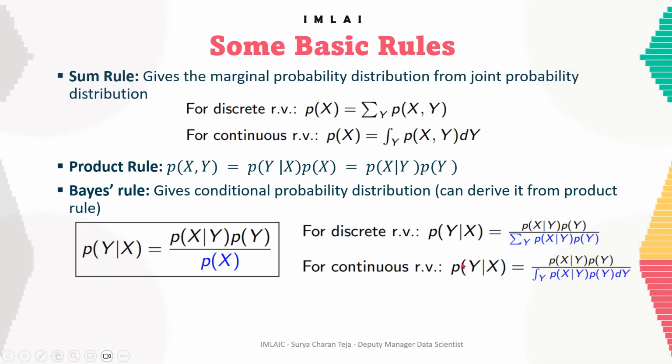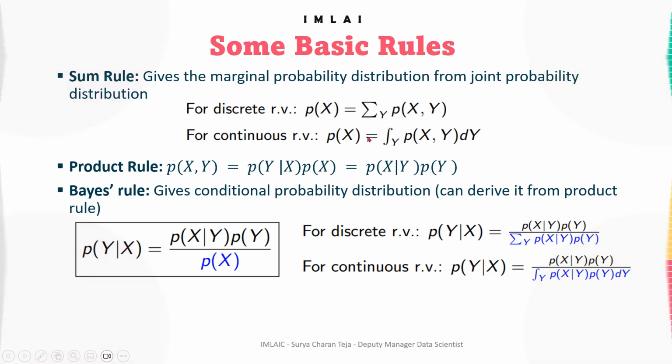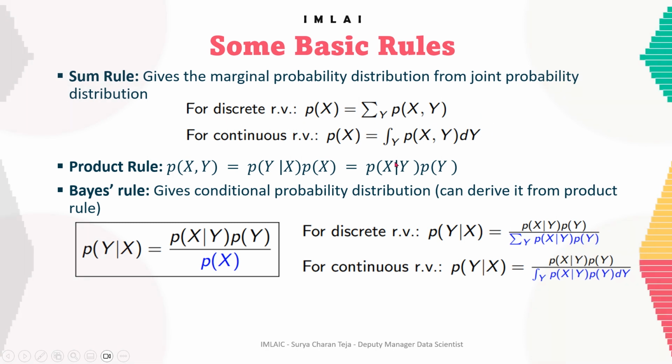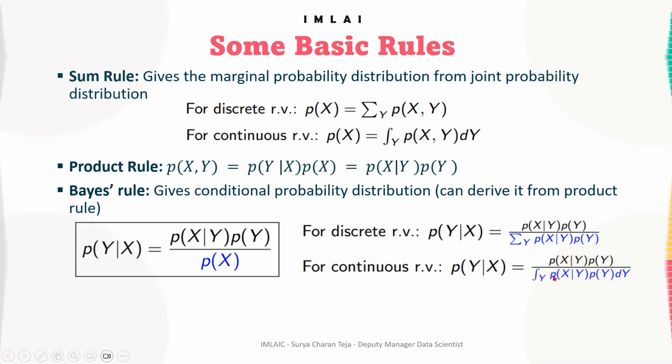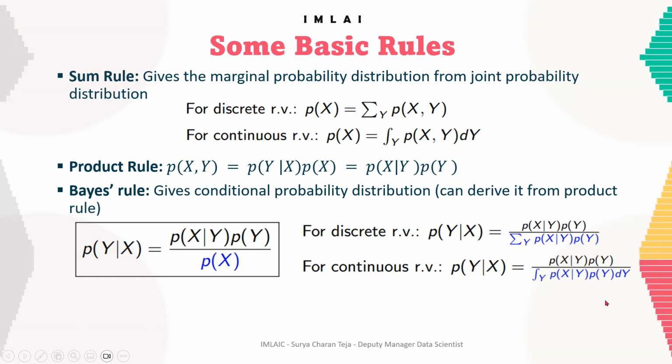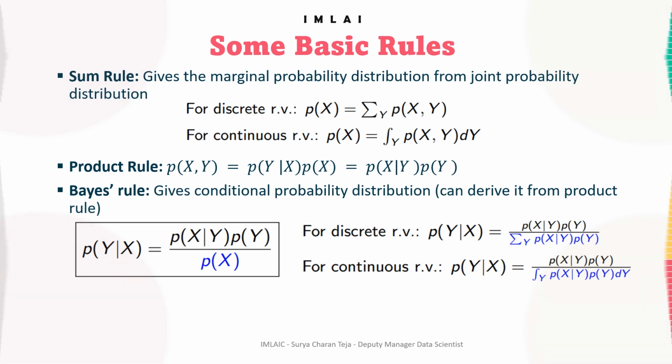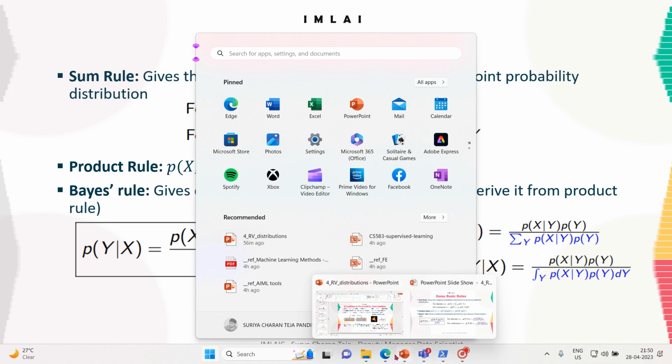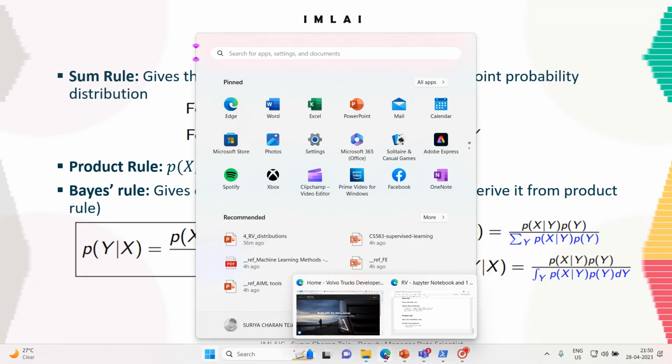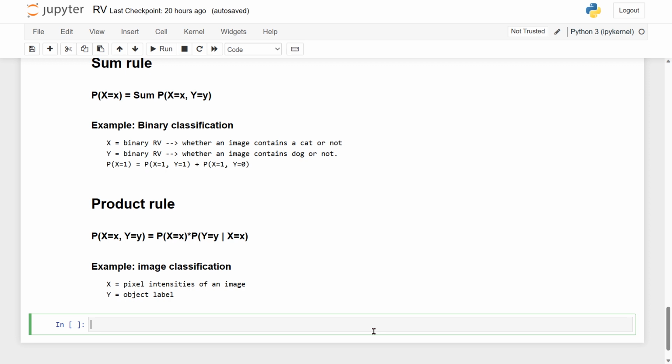And if it is for a continuous random variable, then instead of the summation you have to use the sum rule concept, that is, integration. Integration over y of p of x given y multiplied by p of y multiplied by dy. That's for the continuous random variable. So this is Bayes rule.